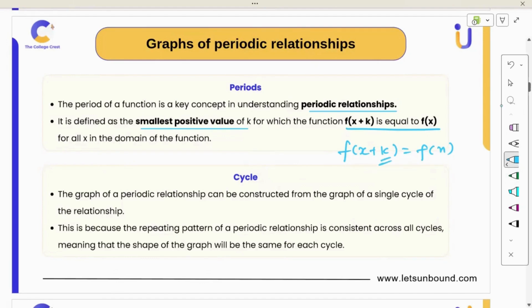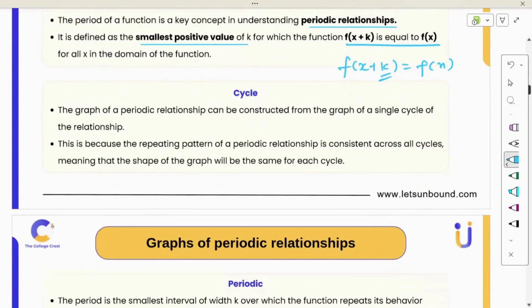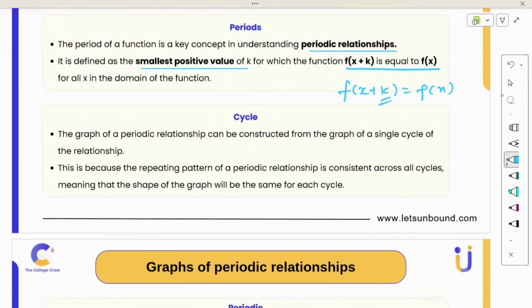And it should work for all the x in the domain of the function. Now, what is a cycle? The graph of a periodic function can be constructed from the graph of a single cycle. So, periodic means it will be going on and on. For example, this. Okay. So, I know the period. Like for example, 0 to 2 pi, it behaves something like this. Then I know it's going to repeat.